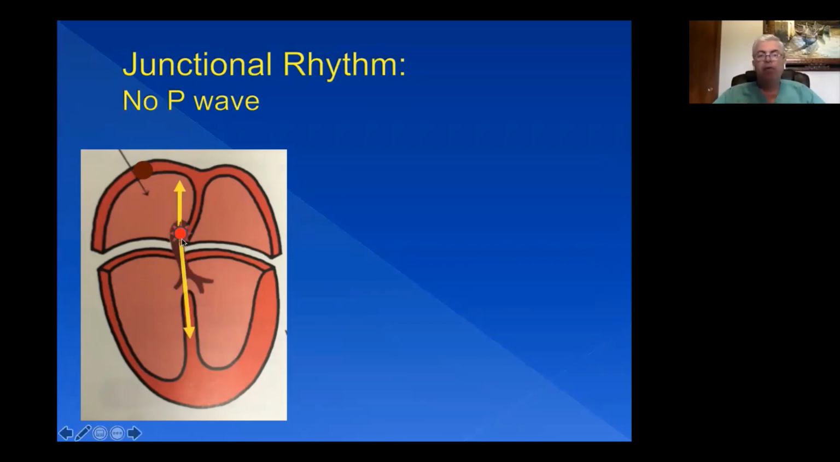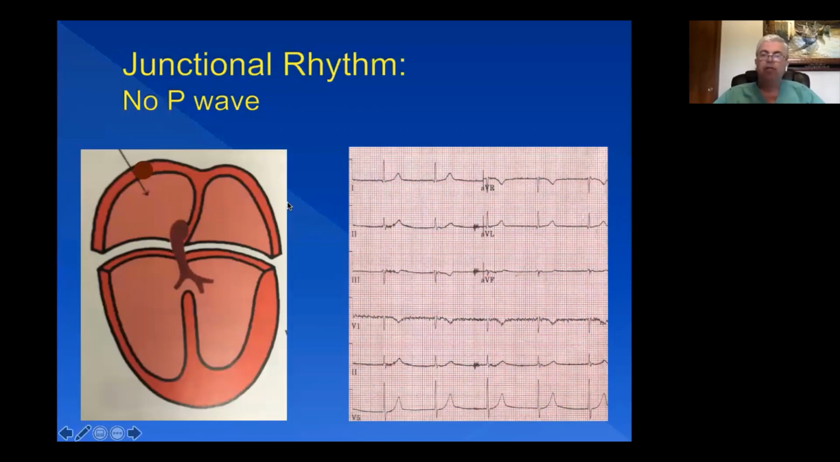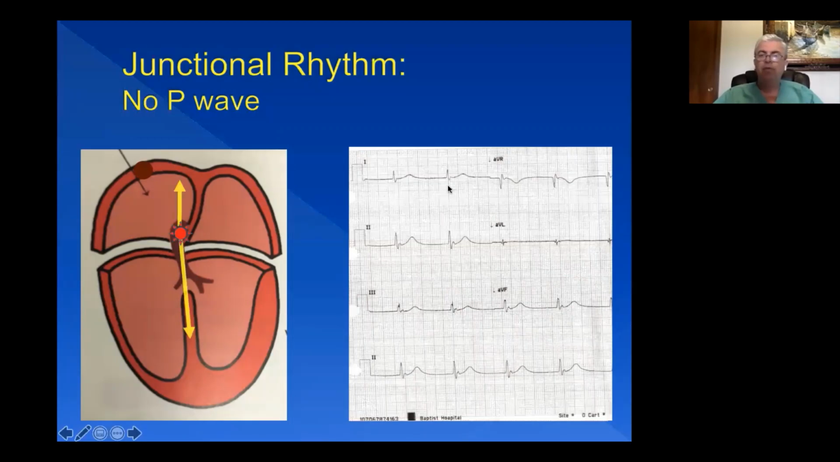So having a narrow QRS with no P wave, that tells us it is junctional. And this is an example. Again, narrow QRS, supraventricular, options sinus, atrial, or junctional. No P wave, it can be sinus, it can be atrial. You're left with junctional. Sometimes when you don't have a P wave before a narrow QRS, it's junctional. You may be able to see the P wave just after the QRS.